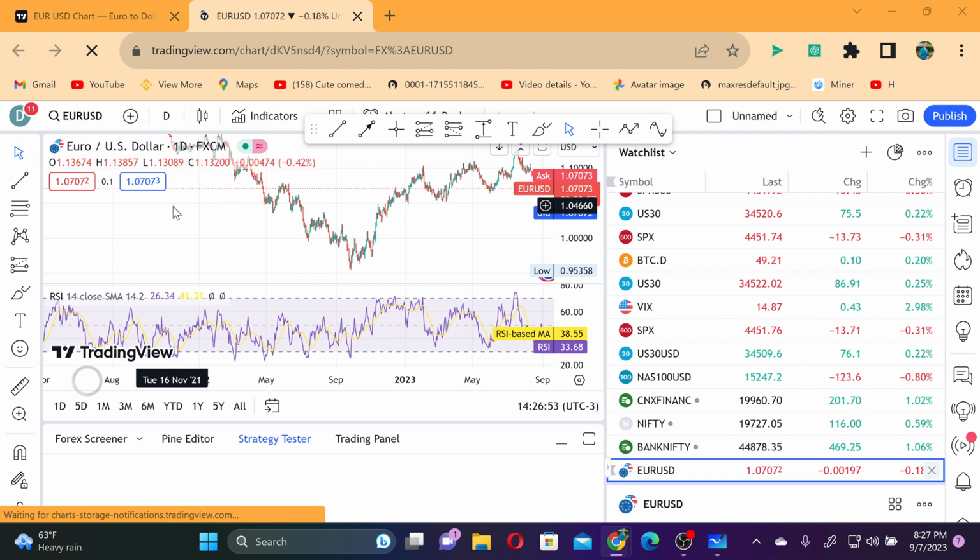Now, what other thing can we see right over here is that, using the Bollinger Band, you can see that this market is actually crossing the downside of this line. So there's a possibility that the Euro USD, according to the Bollinger Band, will come all the way up, around this area.